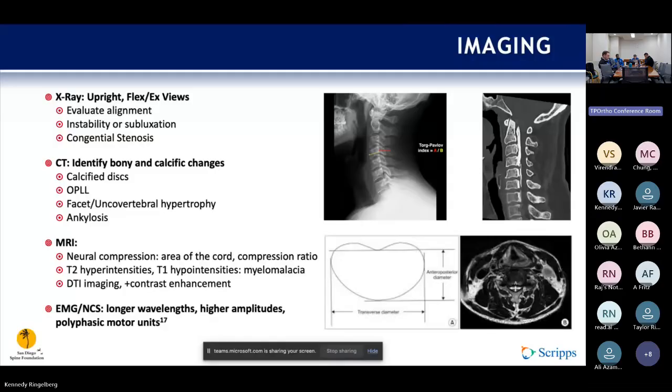CT can also be used and can further characterize osteophytes and other bony changes, as well as look for OPLL, which I mentioned before, as that may alter your treatment strategy. And also any sort of ankylosis or OPLL is important to keep in mind when determining your strategy, because it may inhibit you from doing any deformity correction if one is needed. Electrodiagnostic studies such as EMG and nerve conduction studies have also been described, but they aren't quite as widely used.